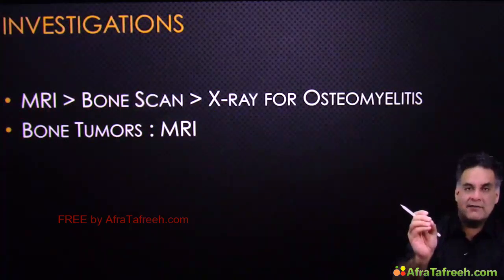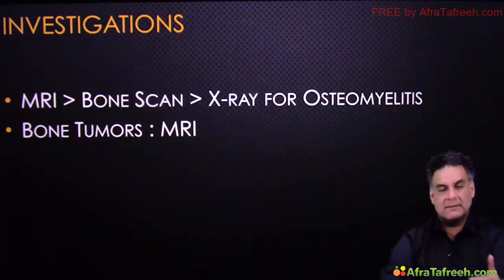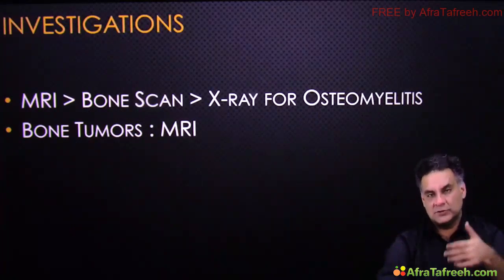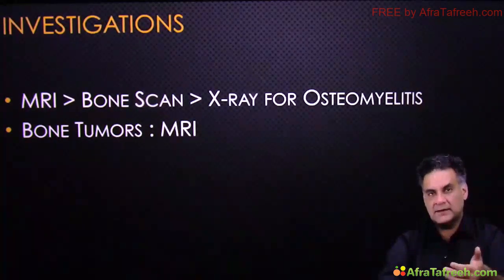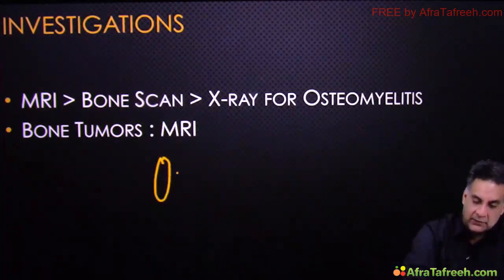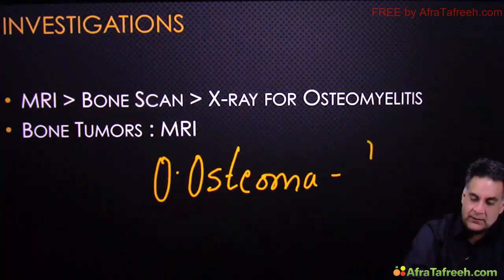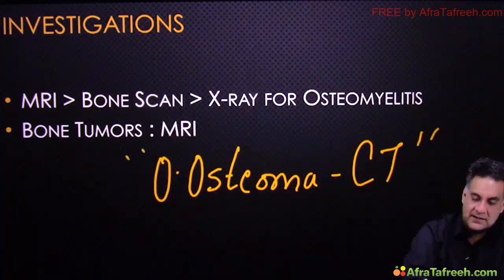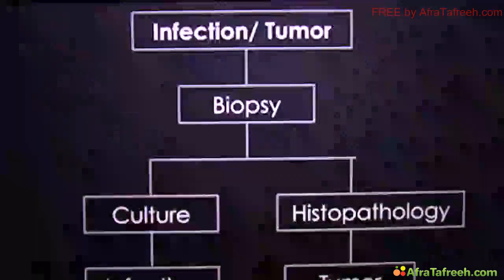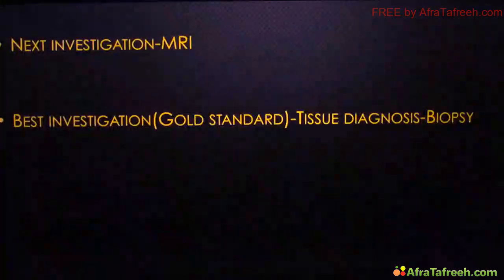So when you have radiological investigations for infection, MRI will show the changes first. Then bone scan, X-ray takes 24 hours. Whereas for tumors, MRI is very good, except one tumor which is in the cortex, osteoid osteoma. And because it's in the cortex, CT is very good for it. So infection or tumors, do a tissue diagnosis, culture for infection, histopathology for tumor.